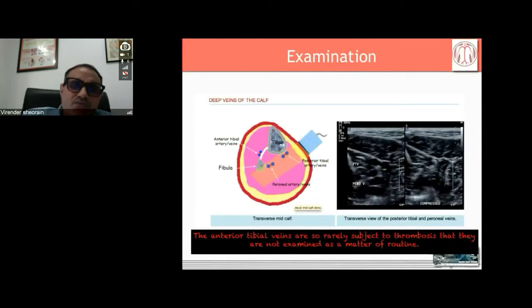Now, as you come down, you should know in which view you are going to look for the anterior tibial veins and the posterior tibial veins, which run in parallel. There are always two anterior tibial veins, two posterior tibial veins, and peroneal veins, which run parallel with the artery. The anterior veins are so rarely subject to thrombosis that they are not examined as a matter of routine, but that is not always the rule of thumb. So I would say look for the entire anterior tibial, posterior tibial and peroneal veins.